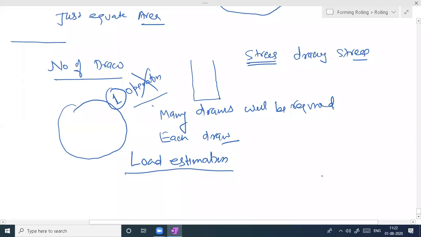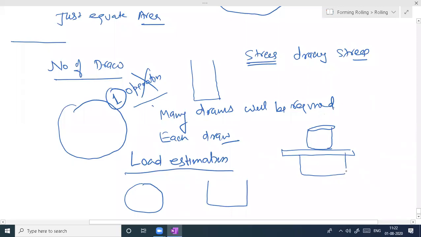How much load? You have a blank, and you have a cup, and now the setup: an arrangement where the punch and the die have necessary rounding, and there is a clearance also. So you are going to make this. This is your blank diameter.